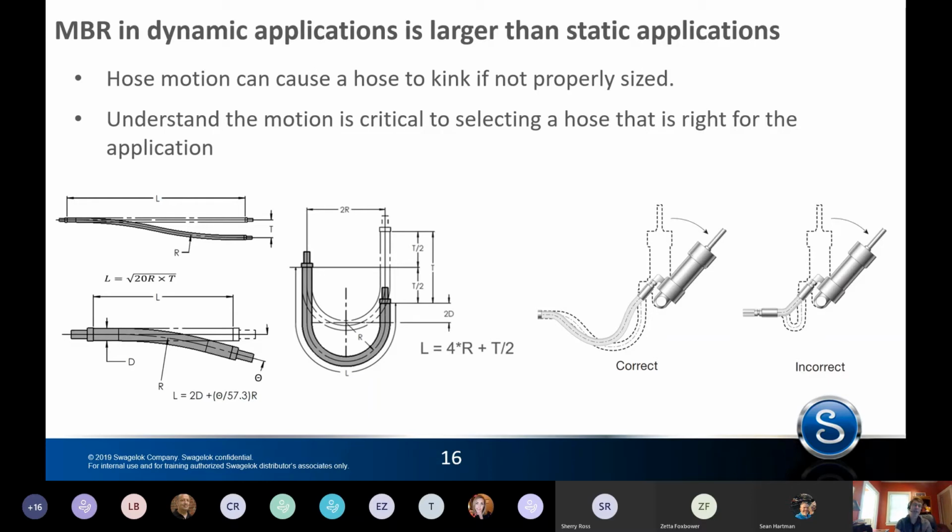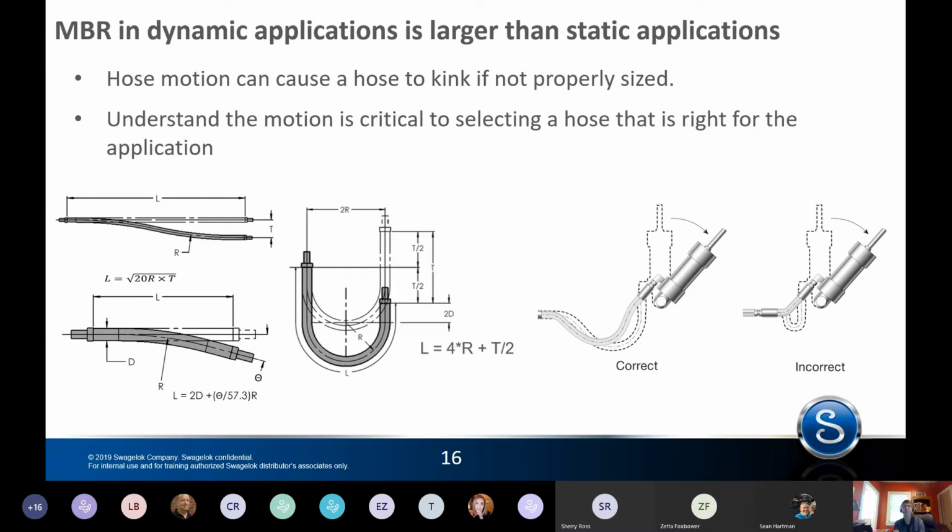For this reason, a group called NAHAD, which is an industry group for the design of hoses, developed a series of calculations, and the intent of this is not to teach these calculations, but to let everyone know that they exist. And our field engineers and our hose advisors are all trained on these to help determine the right length of a hose for a dynamic application.